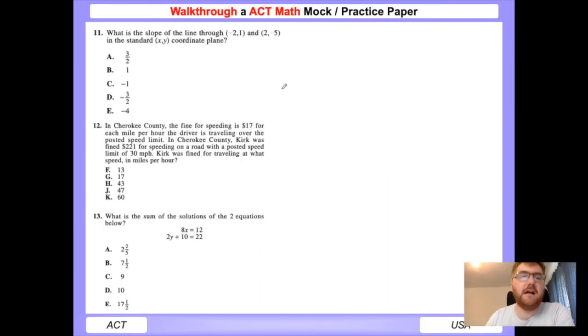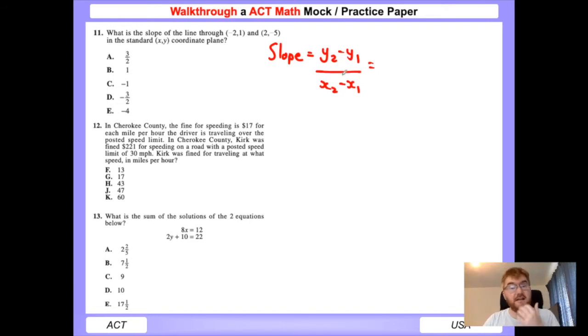Question 11. And then we're on to the slope of the line through minus 2, 1 and 2, minus 5 in the standard XY coordinate plane. Again, there is another formula that you can use here. So the slope, also known as the gradient, is equal to y2 minus y1 over x2 minus x1. Again, check out the video I did on this for my year 8, exactly on this topic. So very useful.